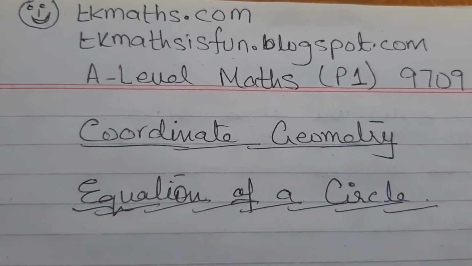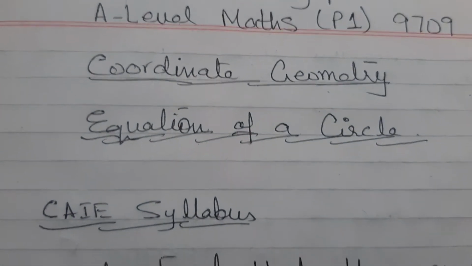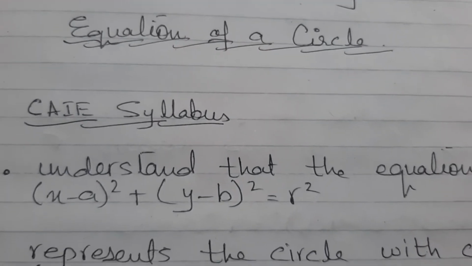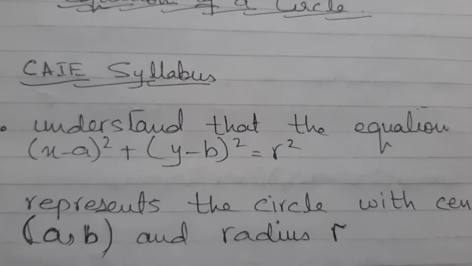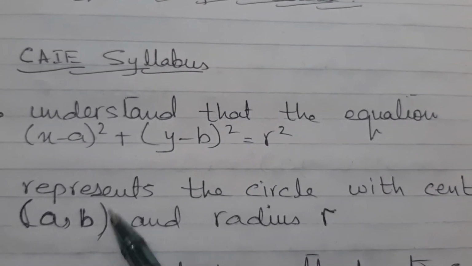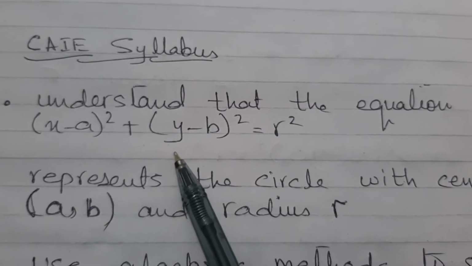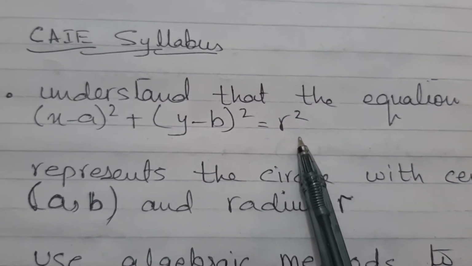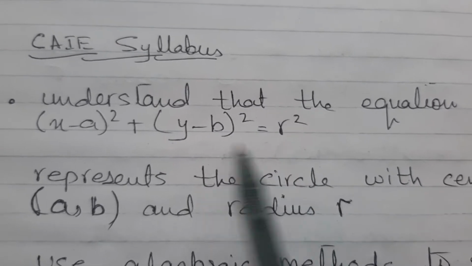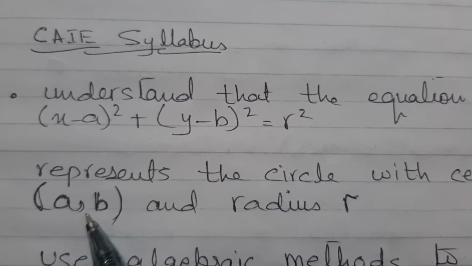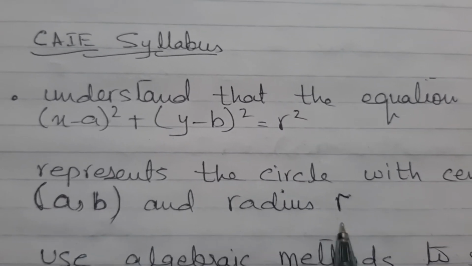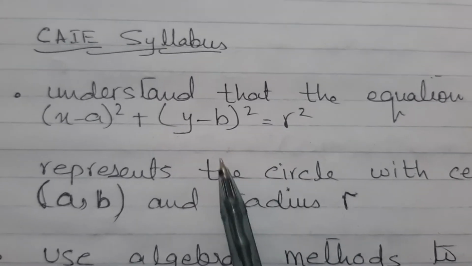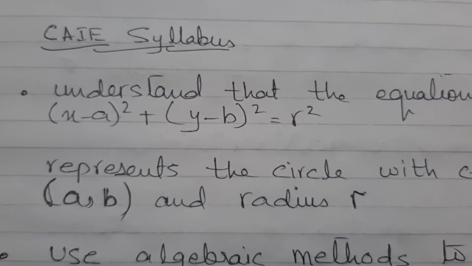So let's begin with the requirement of the CAIE syllabus first. According to the CAIE syllabus, we need to understand the equation (x − a)² + (y − b)² = r². What does it mean? It means your center of the circle is at (a, b) and your radius is r. We will see the example and we will understand it better.